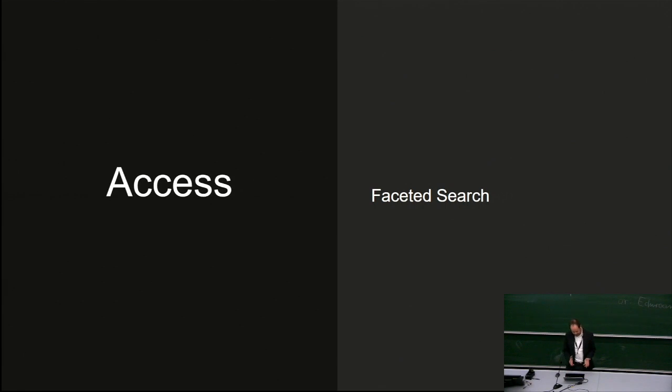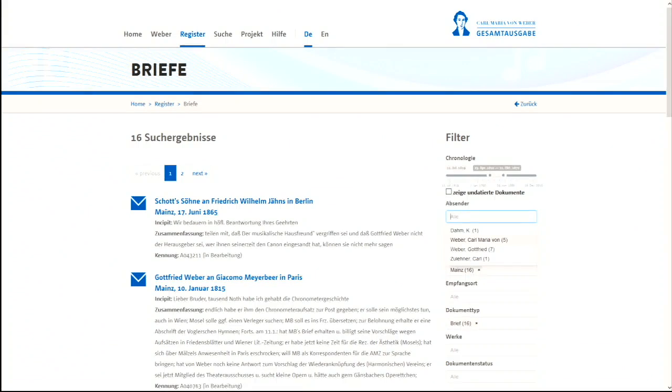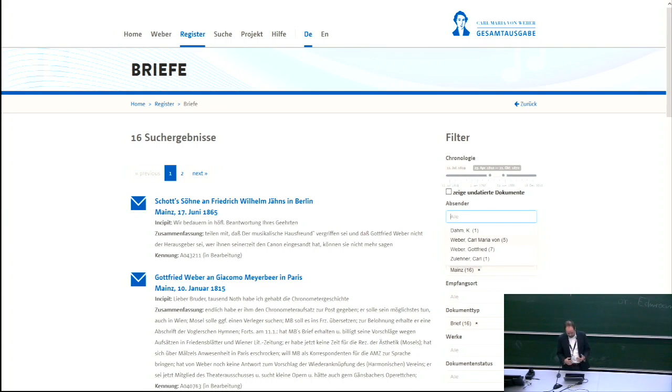First, we have the access part, and there is the feature from the digital scholarly editions of the faceted search. It is obvious that a faceted search function facilitates the investigation of a correspondence corpus. Here we see the faceted search function in the Karl Maria von Weber Gesamtausgabe with multiple options for correspondence, places, and so on. And you see also the number of letters which match these criteria.